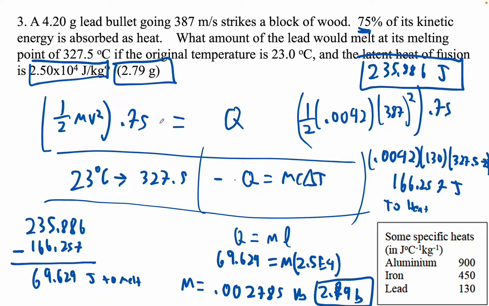So the strategy again is you take the kinetic energy, 75% evolves as heat. Where the other 25% goes, we don't know. It's an arbitrary question. And so that value is this. Then we need 166 joules just to heat it to its melting point, and then the remaining 69 joules melts 2.79 grams.